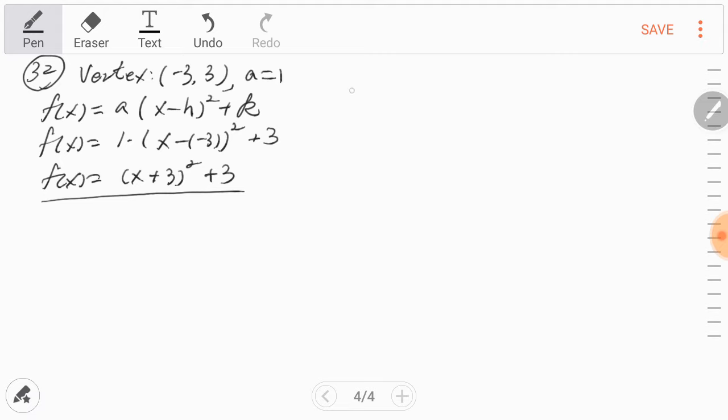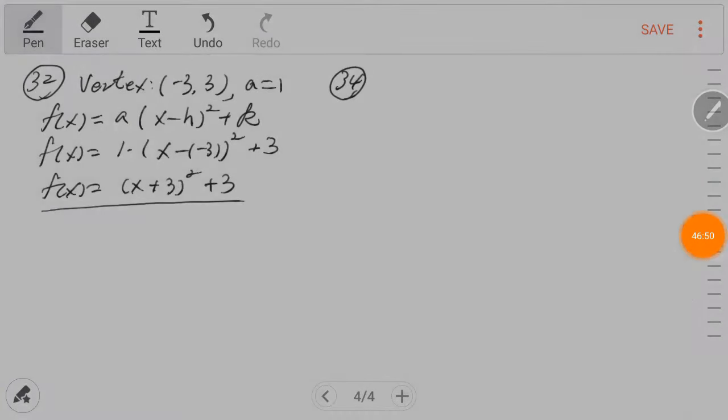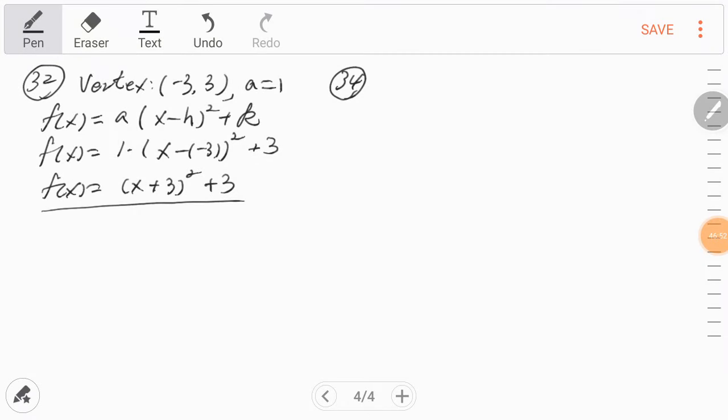How about 34? Let's try 34. Okay, the vertex is negative 2 and negative 4. The point is 0, 0. Okay, so let's write the quadratic equation in vertex form.